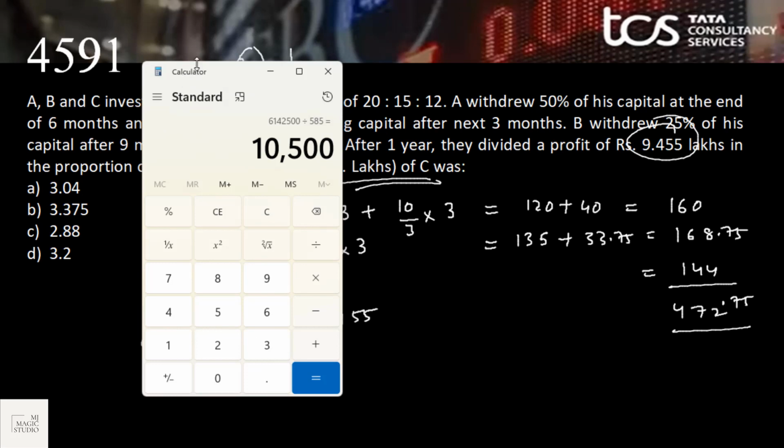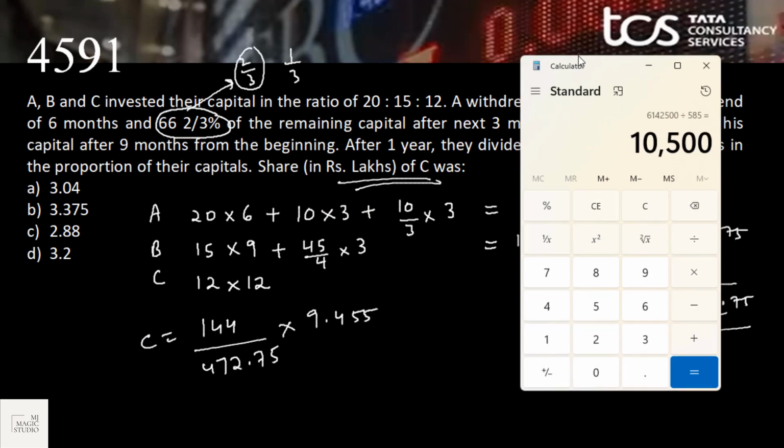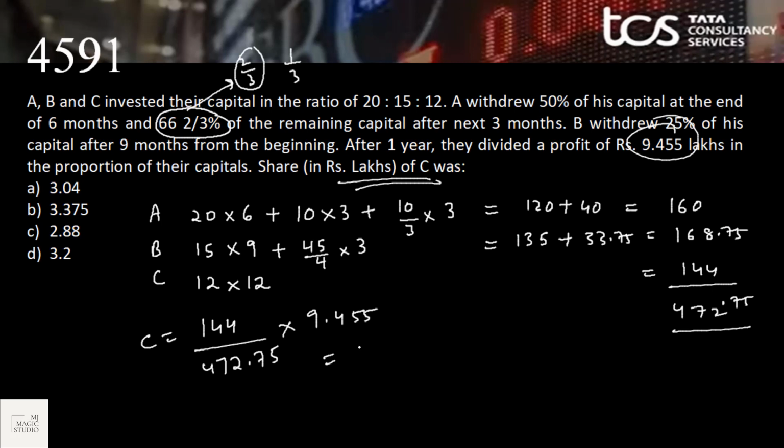144 into 9.455 divided by 472.75 should give us 2.88. So share of C is 2.88. That is in option C.